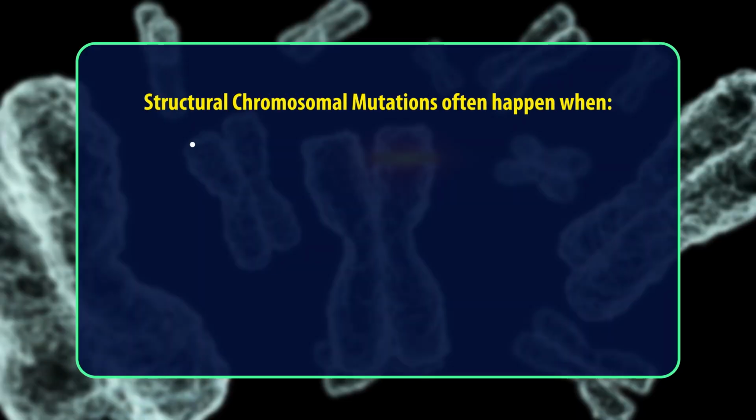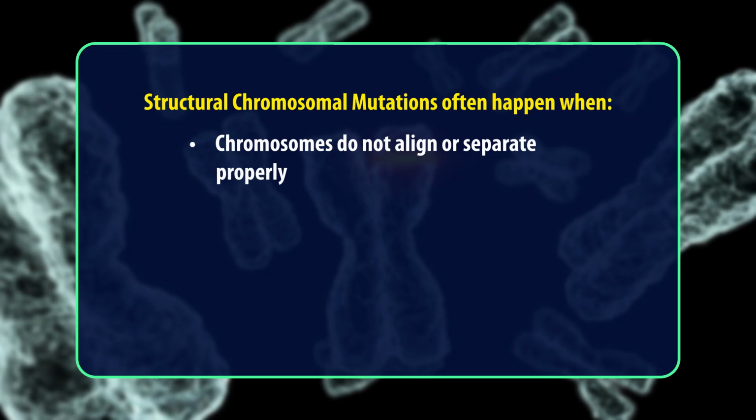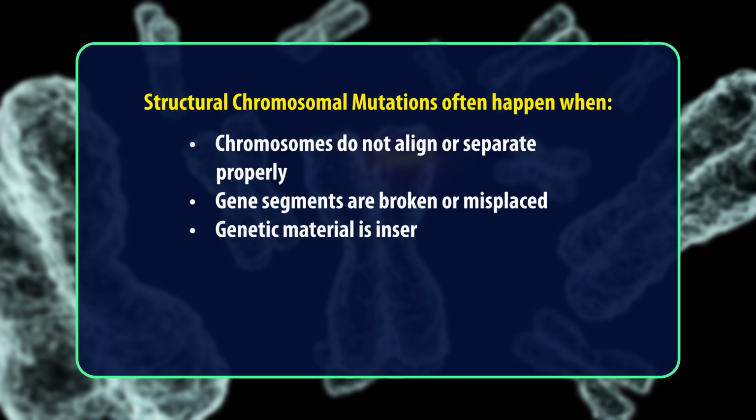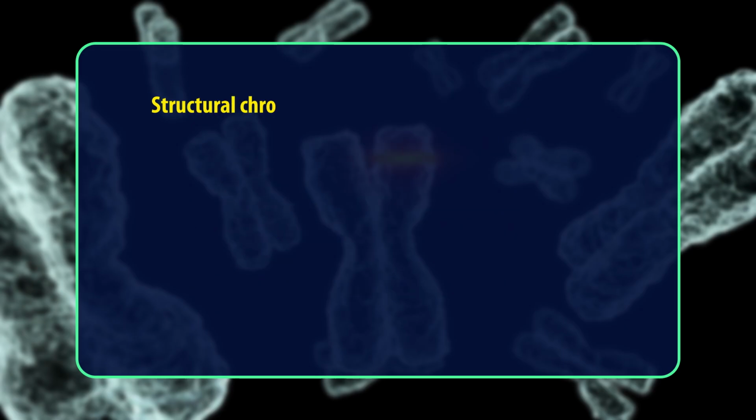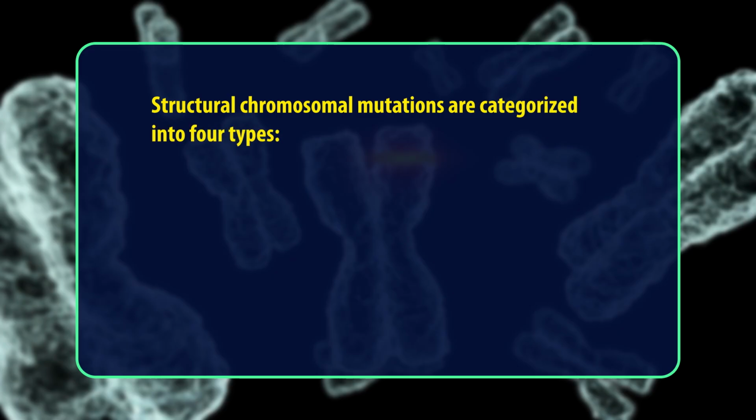These mutations often happen when chromosomes do not align or separate properly. Gene segments are broken or misplaced. Genetic material is inserted into the wrong chromosome, or sometimes whole segments of genes are lost or repeated. And if I classify them broadly, they're categorized into 4 types.